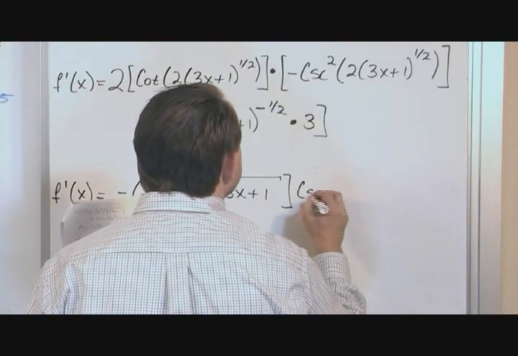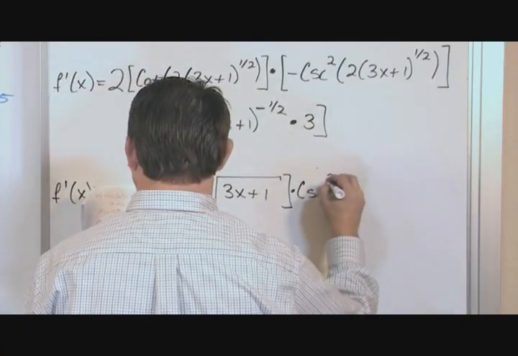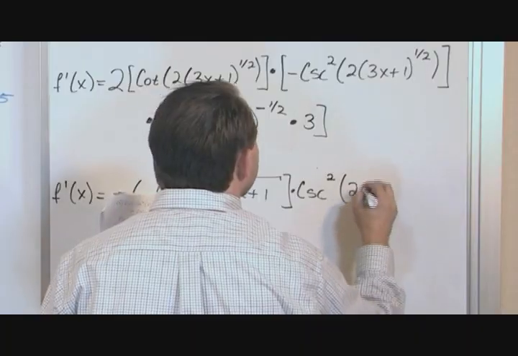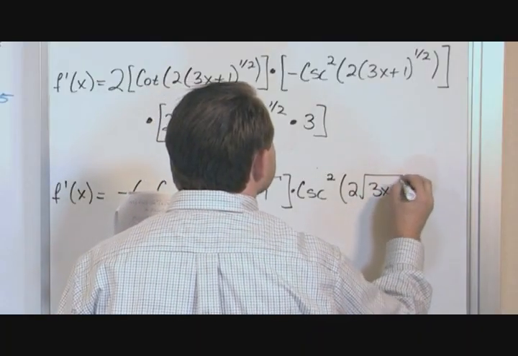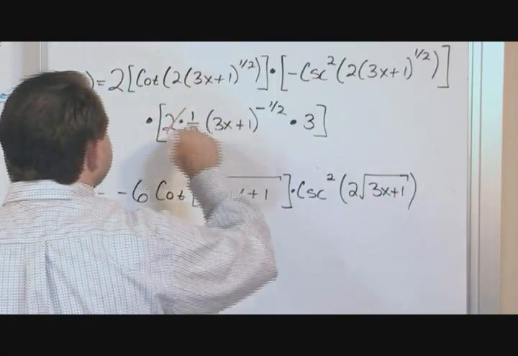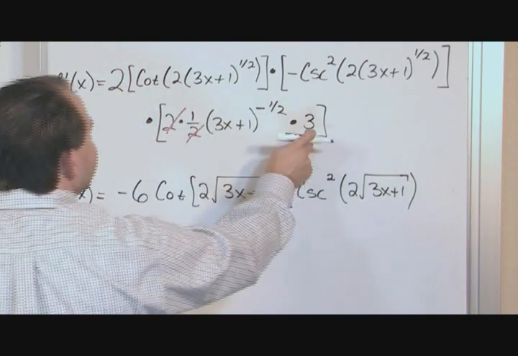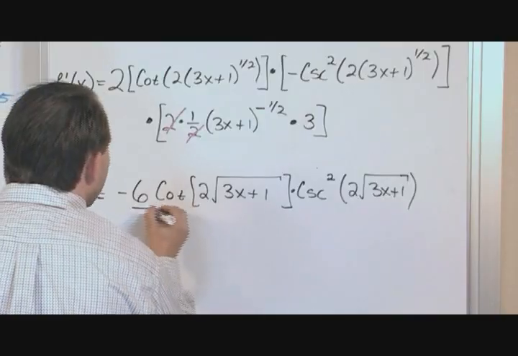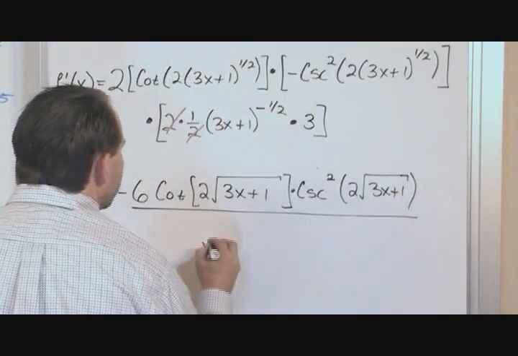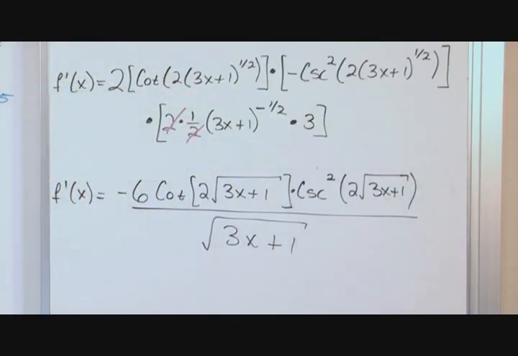So what we'll have is cosecant squared of what we have on the inside, 2 times the radical of 3x plus 1, like this. And then for the final term, the 2's cancel like this, so that doesn't really matter. So everything here, the 3 is already taken care of. This is negative, so what I'm going to do is draw a nice fraction bar and bring this down below and make it a square root 3x plus 1. Negative 6 cotangent with that argument times cosecant squared of that same argument over square root of 3x plus 1.